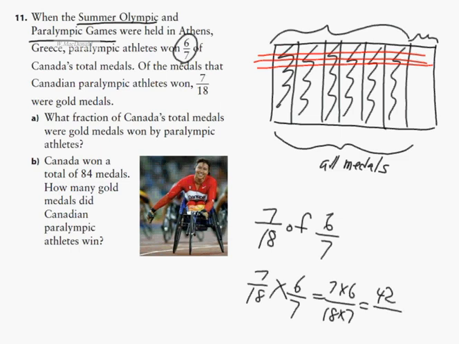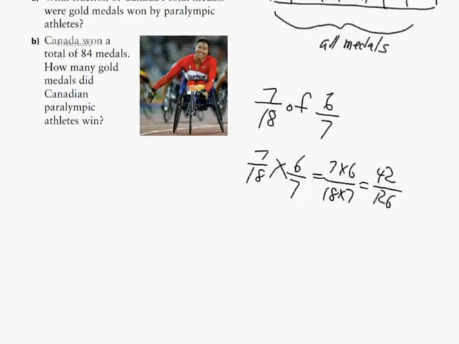42 out of 126. Is that right? Okay. So 42 out of 126 is not lowest terms. What is the largest number that's divisible into both? Does anyone know? What is it? 42 is divisible into both. That is the largest factor.